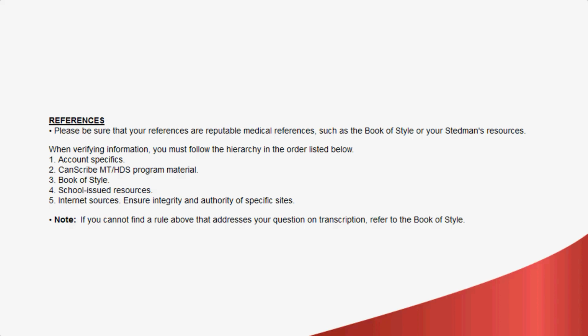But basically, when you're filling out a report, always the account specifics first. If the doctor tells you to start a new paragraph in the middle of the physical exam, no, I'm not going to do that because the account specifics don't want me to do that. The account specifics always get their way. They come first. If there is something in the Book of Style that conflicts on formatting as opposed to account specifics, you're going to go with account specifics first because that's what your company wants you to do for formatting. So account specifics first. Then comes your course material.